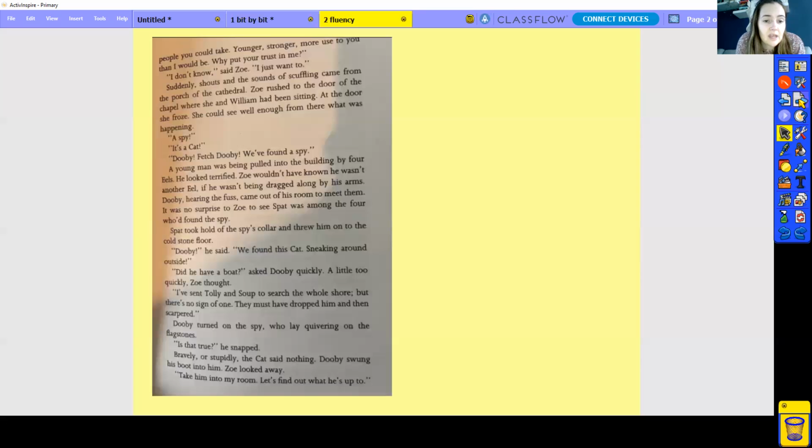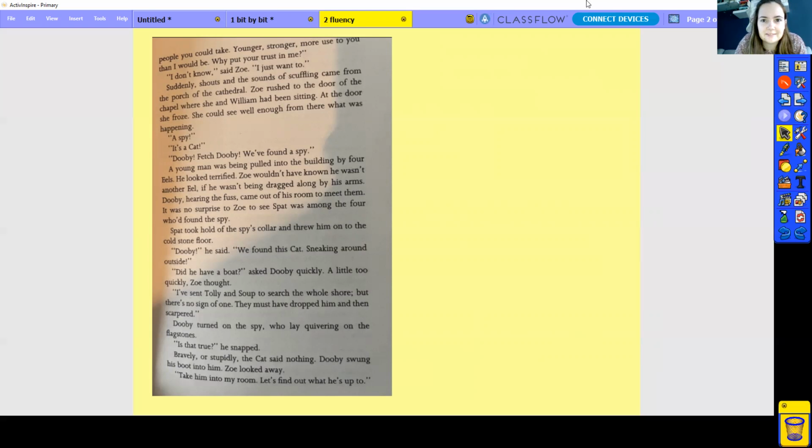Doobie, hearing the fuss, came out of his room to meet them. It was no surprise to Zoe to see Spat was among the 4 who'd found the spy. Spat took hold of the spy's collar and threw him on the cold stone floor. Doobie, he said, we found this cat sneaking around outside. Did he have a boat? Asked Doobie quickly. A little too quickly, Zoe thought. I've sent Tolly and Soup to search the whole shore, but there's no sign of one. They must have dropped him off and then scarpered.